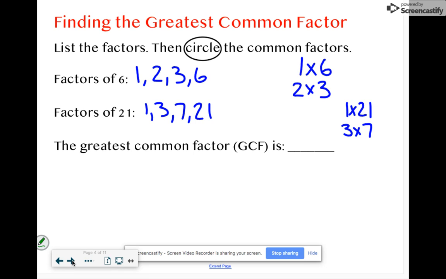Now what I need to do is circle the common ones. So 1 is common, 3 is common, and that is it. Now if I look at 1 and 3, the greatest common factor would be 3.